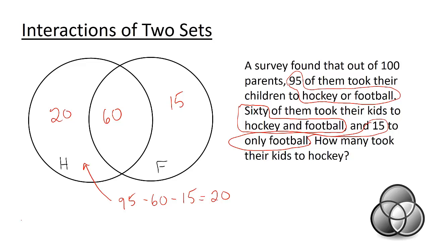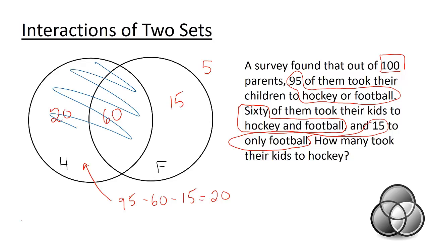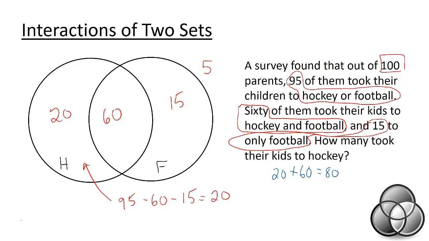Finally, you may notice that there were 100 individuals to begin with. So this means that 5 didn't take their kids to hockey or football. This number can go on the outside of our Venn diagram. To answer our original question, how many parents took their kids to hockey, we can look at the full H circle. Since both of these regions refer to kids going to hockey, we can add up 20 and 60 to get that 80 parents took their kids to hockey.